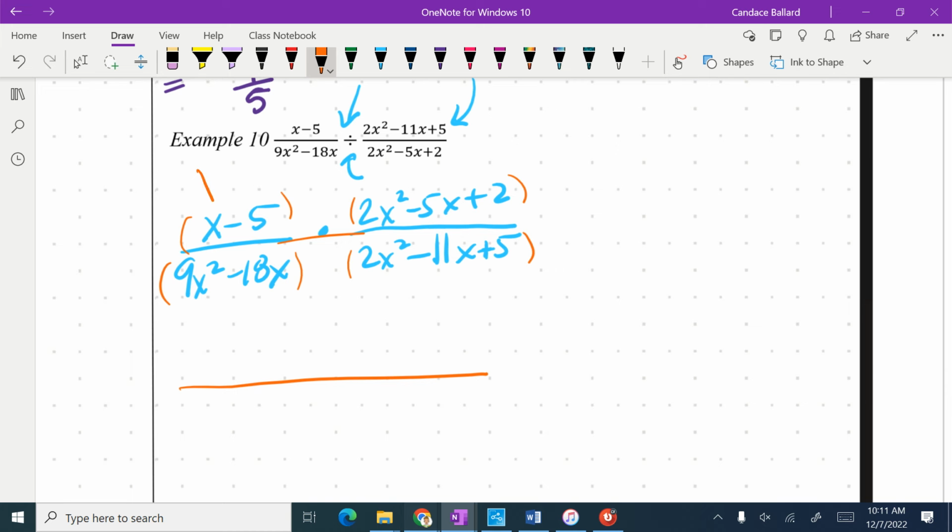Okay. Can I do anything with x minus 5? No, it just is x minus 5. Keep it that way. Okay, let's talk about this one here. I've got 3 terms. Is there a greatest common factor in there? No. So we're going to move on from greatest common factor. What am I going to do next with 3 terms?